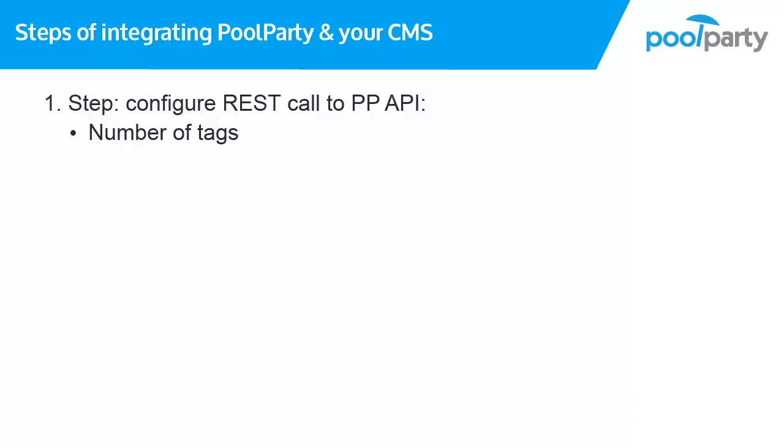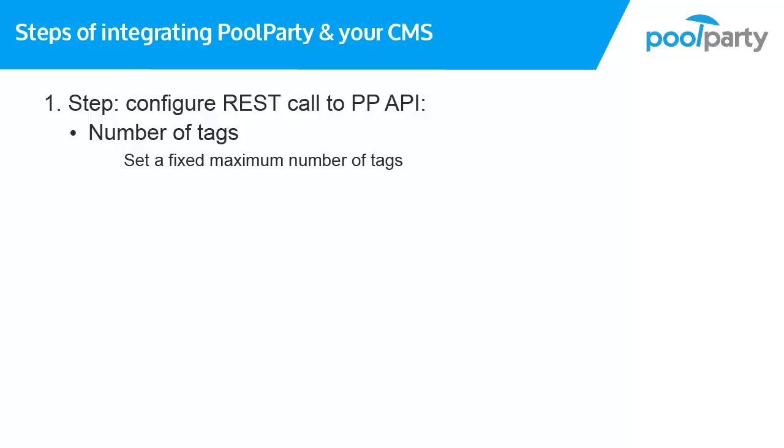There are two options from which you can choose to restrict the number of tags that should be returned by the PoolParty extractor. As a first option, you can set a fixed maximum number of tags that should be returned. For example, you can allow the system to return a maximum of 15 or 20 tags for each piece of content. PoolParty will then return the 15 or 20 tags with the highest relevance score.